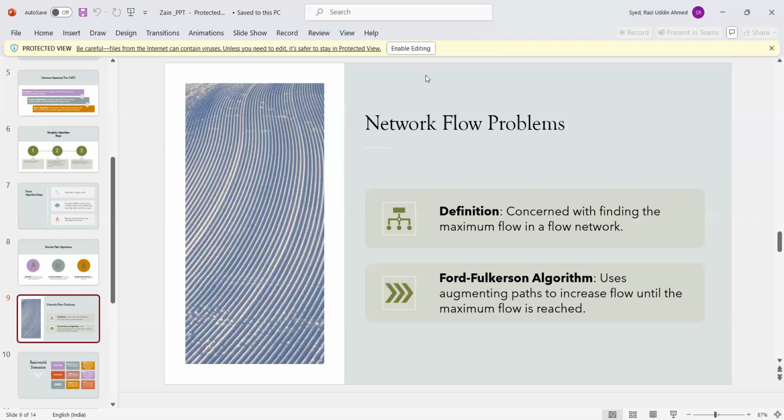The next slide will show the network flow problems. These are problems involving the calculation of the maximum possible flow in a network from a source to a sink. The Ford-Fulkerson algorithm uses the concept of augmenting paths to incrementally increase the flow until no more augmenting paths are found, achieving the maximum flow.